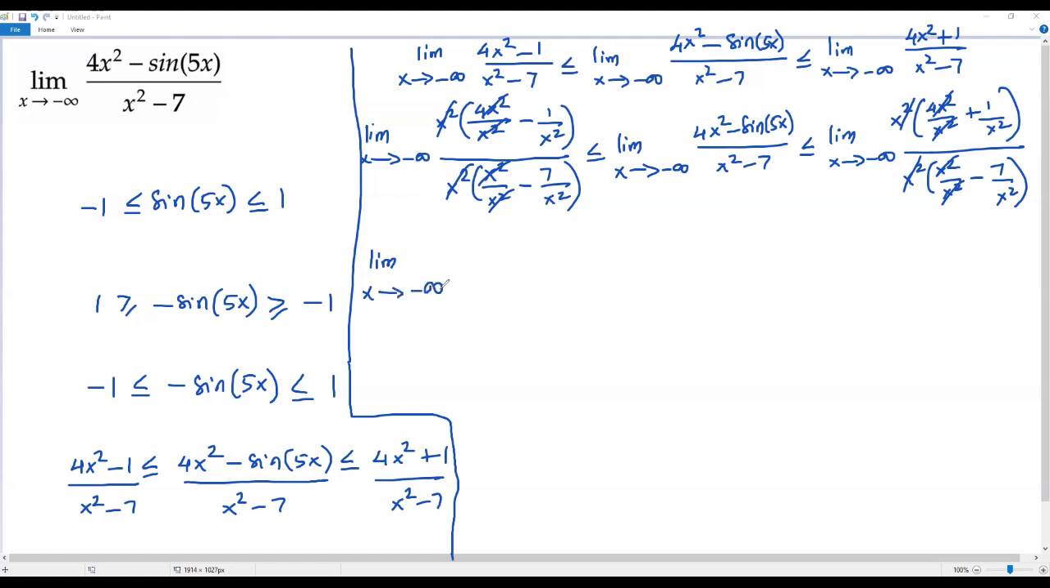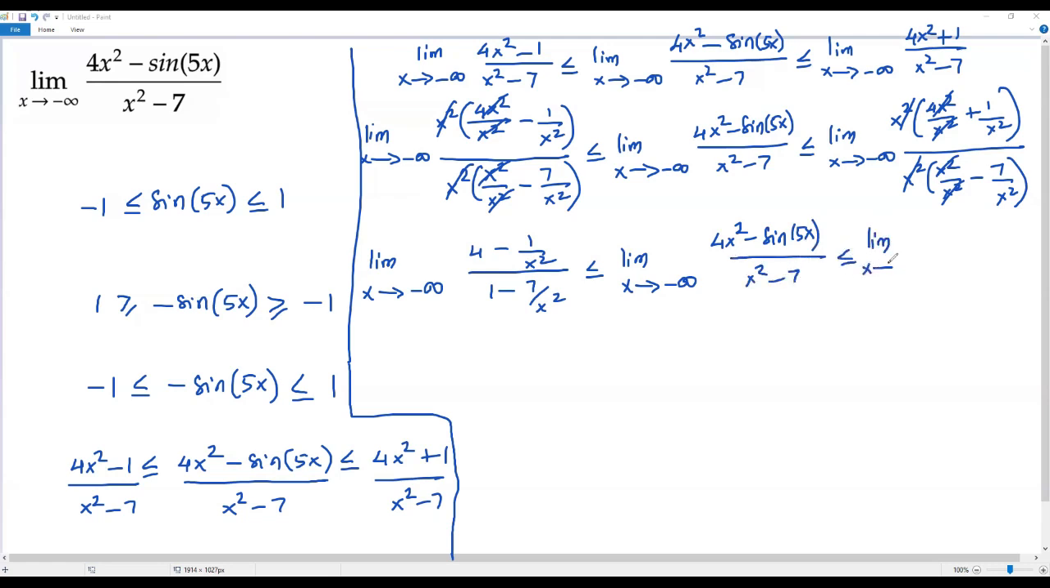Okay, now let me write the remaining stuff. That is limit x tends to negative infinity. We have 4 minus 1 over x square in the numerator, and in the denominator we have 1 minus 7 over x square, less than or equal to limit x tends to negative infinity of (4x square minus sine of 5x) over (x square minus 7), less than or equal to limit x tends to negative infinity. And here we have 4 plus 1 over x square, over here x square cancelled. We just get 1 minus 7 over x square.